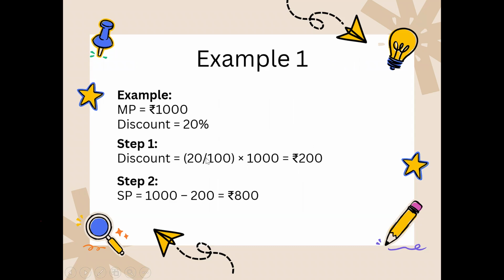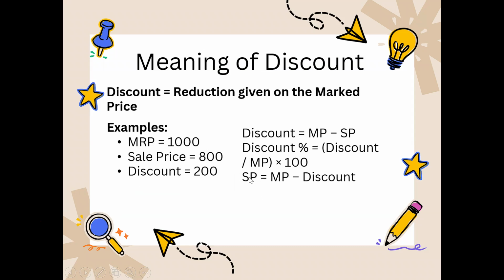So how will we calculate? 20 divided by 100. It is 20% of what price? 1000. So into 1000. That actually comes out to be rupees 200. So here 1000 minus 200, that is mark price minus discount. It is nothing but our selling price, because we have already seen what selling price is, mark price minus discount.